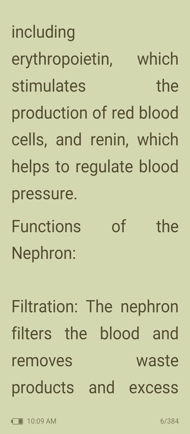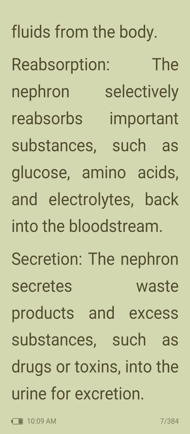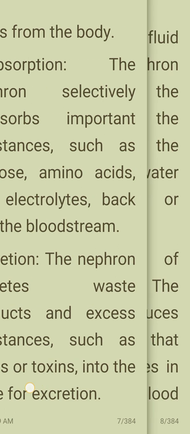Then functions of the nephron. Filtration. The nephron filters the blood and removes waste products and excess fluids from the body. Then reabsorption. The nephron selectively reabsorbs important substances such as glucose, amino acids, and electrolytes back into the bloodstream. Then secretion. The nephron secretes waste products and excess substances such as drugs or toxins into the urine for excretion.